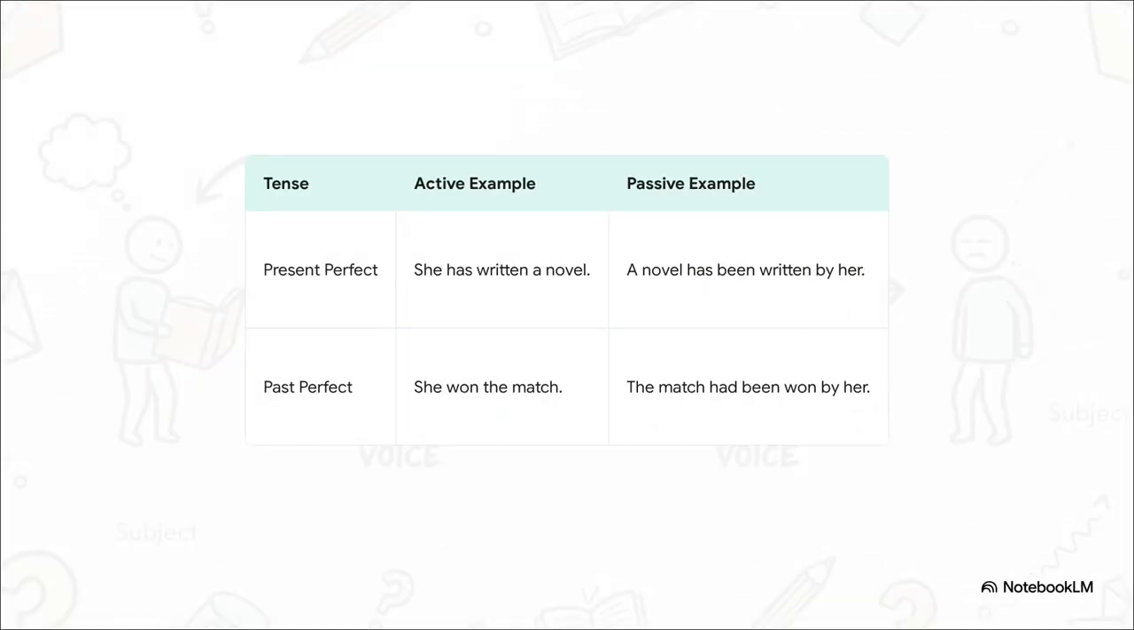And finally, for the perfect tenses, those are the ones that use has, have, or had. Your magic word is been. She has written a novel turns into a novel has been written. She had won the match becomes the match had been won. Just pop been in there and you're all set.